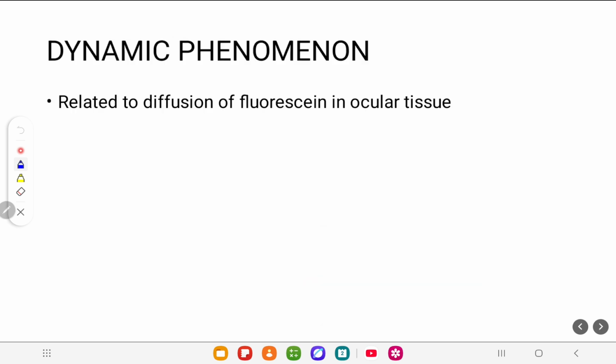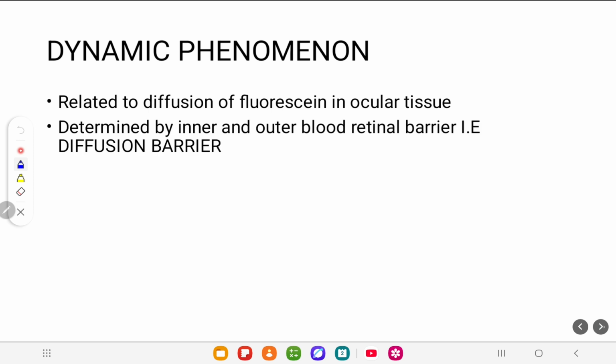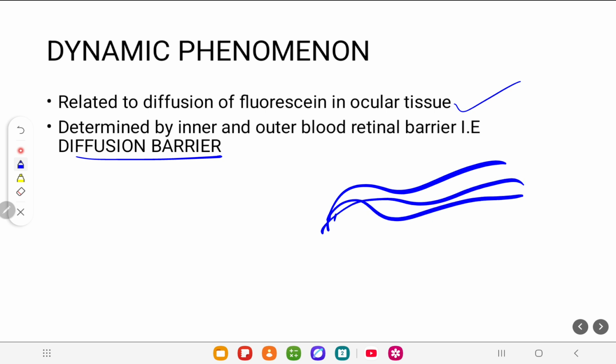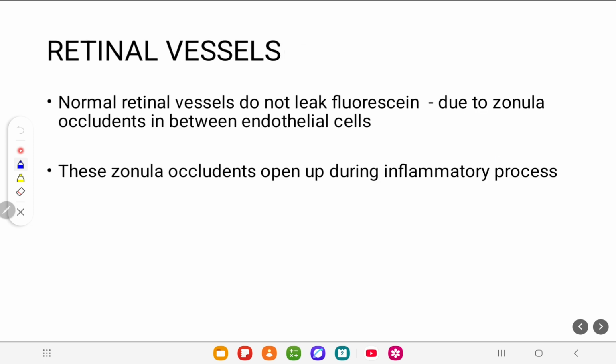And another is the dynamic phenomenon. What do you mean by dynamic phenomenon? Dynamic phenomenon is related to the diffusion of fluorescein within the tissue and is determined by the inner and outer retinal blood barrier. So basically, diffusion across the barrier. If the barrier is not there, then what happens? It's a dynamic phenomenon because fluorescein is diffused through the blood vessels. That's the concept.